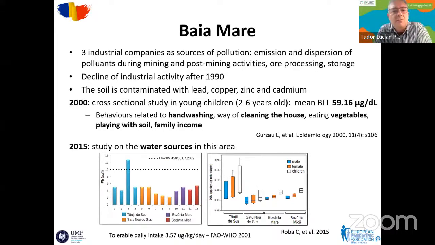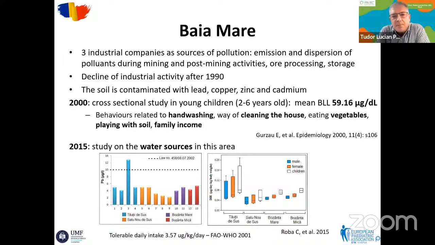Baia Mare is in the north of Romania. Here we had three industrial companies as source of pollution. We have now a decline of industrial activity, and all of them, maybe just one remained open, the other two were closed. And this is one way of reducing the pollution in this area. But the soil remains contaminated with lead, copper, zinc, and cadmium.